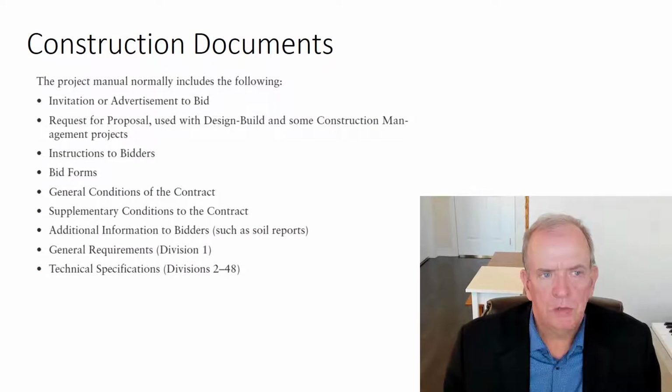So when we think about the construction documents, as you recall from the previous lectures, there's the project manual, and as part of the project documents we have all of this information that we utilize: RFPs, requests for proposals, instructions to bidders, the bid forms, general conditions of what's in the contract, any specific supplementary conditions that we are specifying for the contract, any additional information bidders might need, and then we got into the specifications and what's required in the specifications and the formats they use.